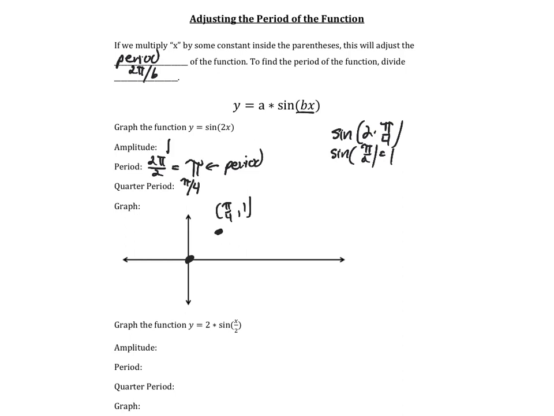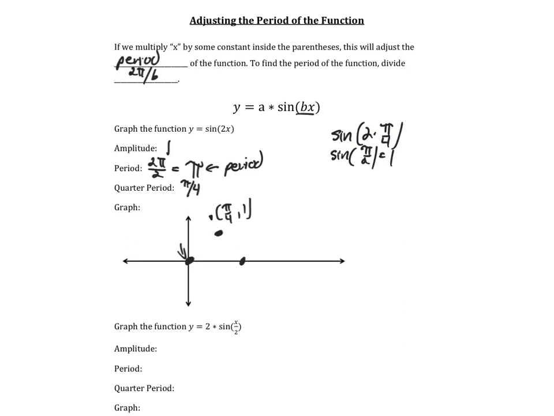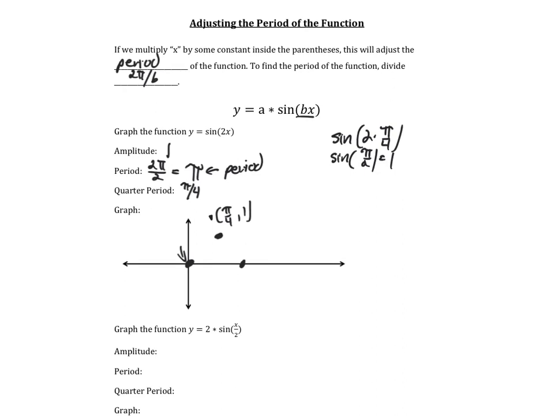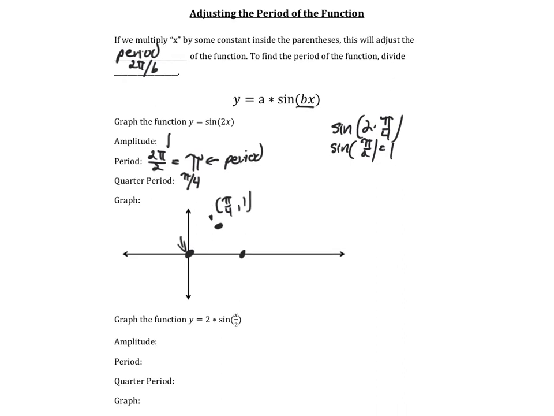Okay? And remember, on that last pattern, if we counted by quarter periods, we started at an intercept, then we went to a max. Pi over 4, comma 1.